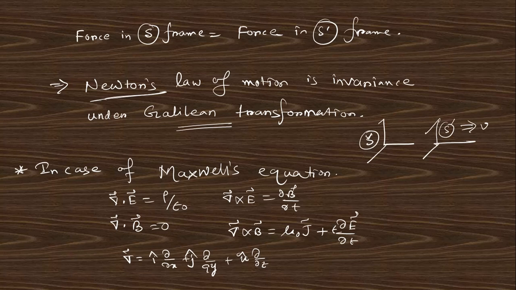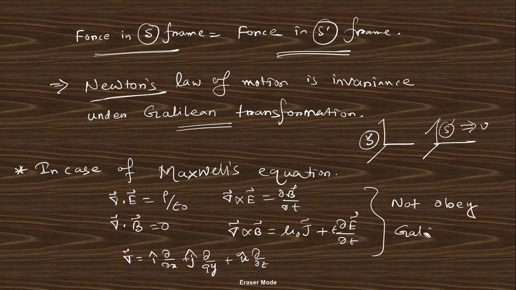You know, these Maxwell equations do not obey Galilean invariance. That means if you find this equation in one system, the same relation will not be obtained in another system. Here you can see the force in the S frame is equal to the force in the S prime frame, but these relations do not obey Galilean transformation. Clear?